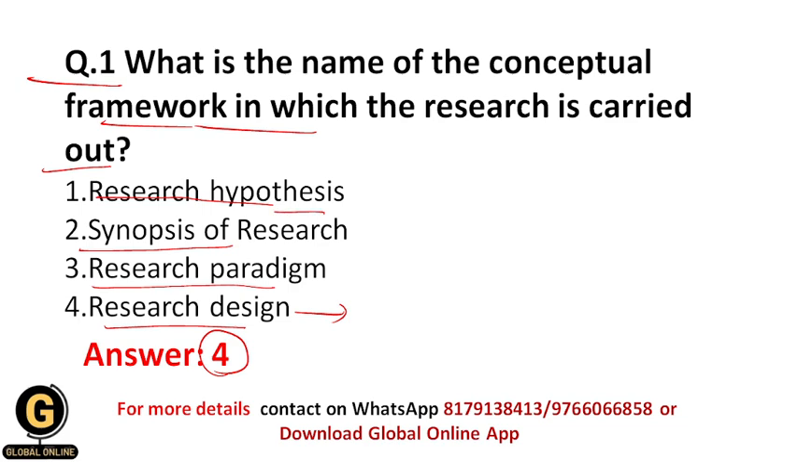Now, the research hypothesis means the prediction of the solution of your research. Synopsis of research means the summary of your whole research in minimum words, so you can call it an abstract as well. Then research paradigm means research approach, and research approach is nothing but the research method itself.